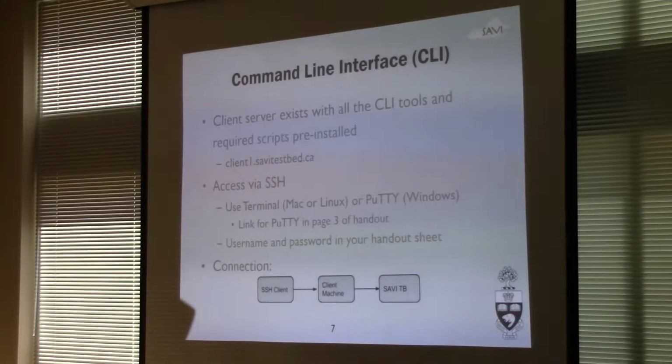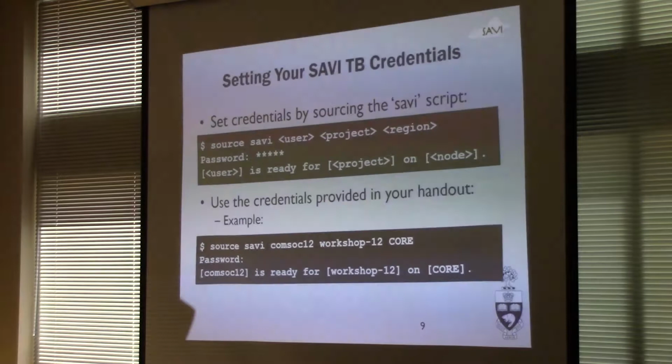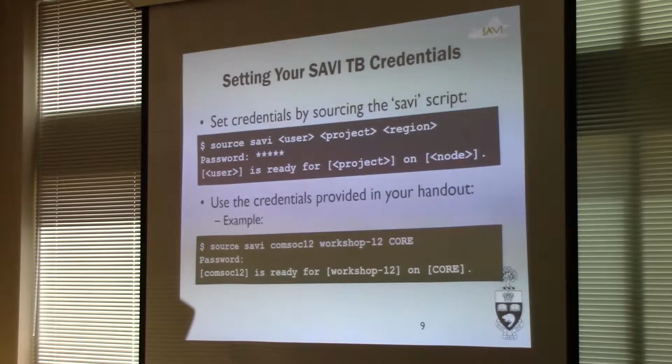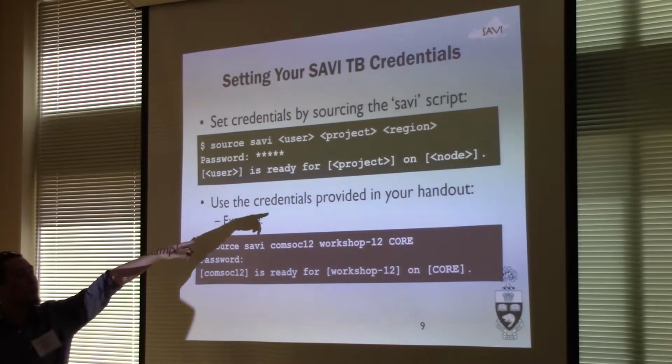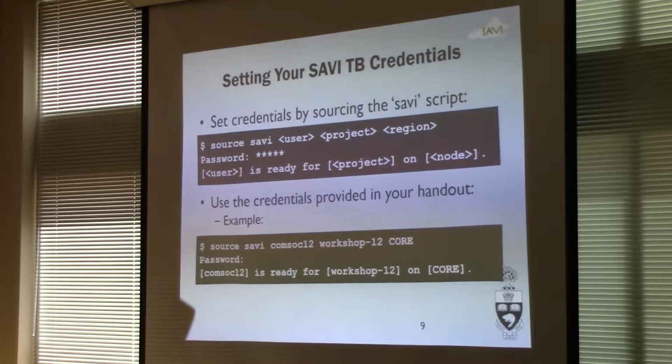So basically, accessing, you guys are all doing that right now. Those of you who managed to log in, if you haven't, let me know and I'll come help. You first have to set a number of environment variables. Run the command source SAVI, your username, project, and region. On the sheet, your username is comsoc with a certain number. Where it says tenant name, like workshop-number, that's your project. For the region, for the first session, everyone use core.